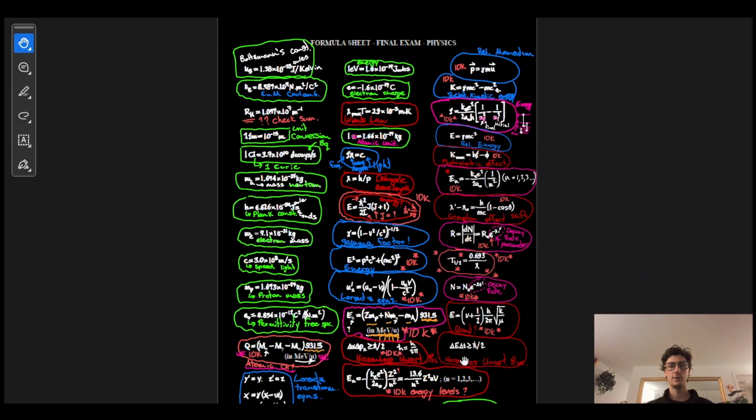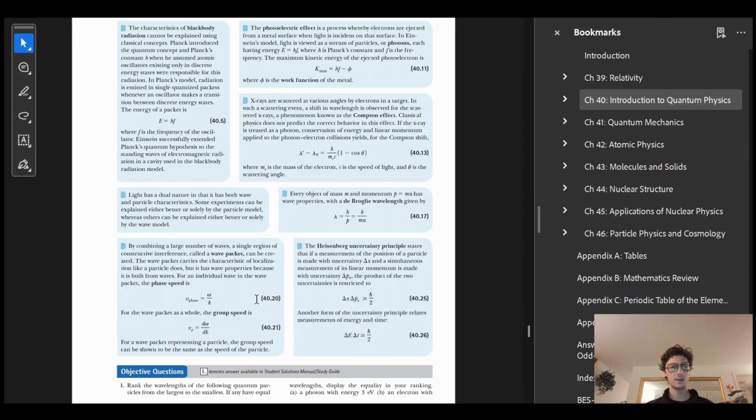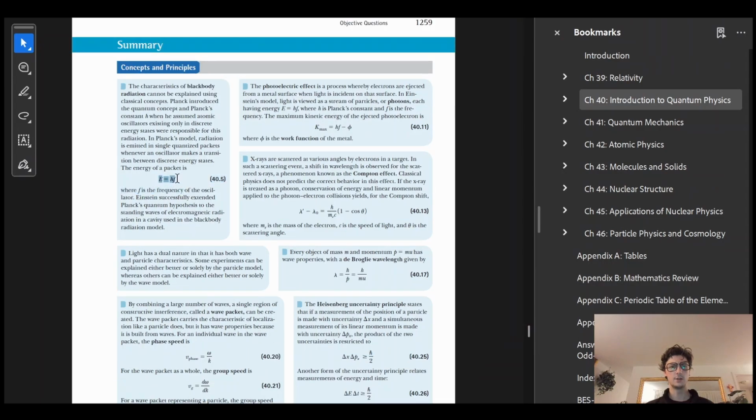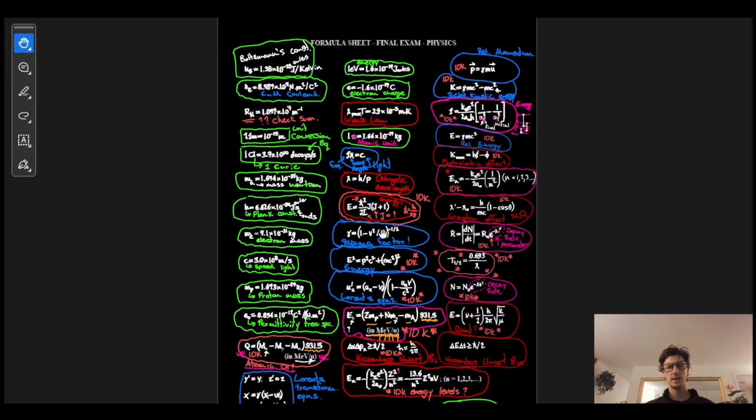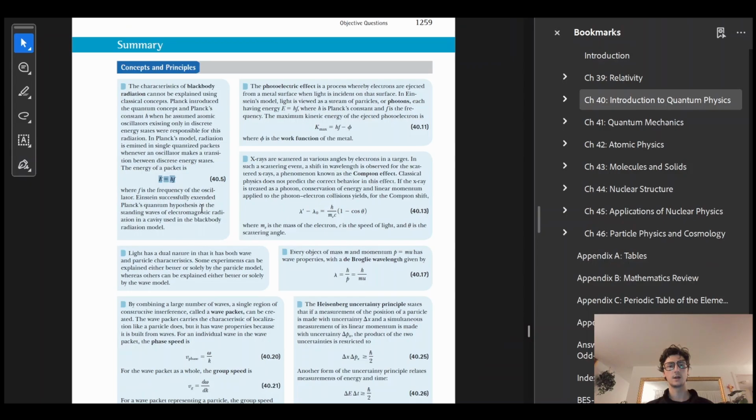So these two, very interesting. I can't see anything else that jumps out at me. This equation here, E equals hf, also looks fairly important. And to be honest with you, I haven't seen this equation over here, so this is something that I would mark. This equation specifically, 40.5, doesn't appear in the equation sheet, but it's very important.